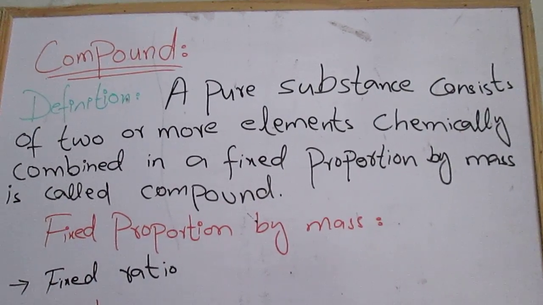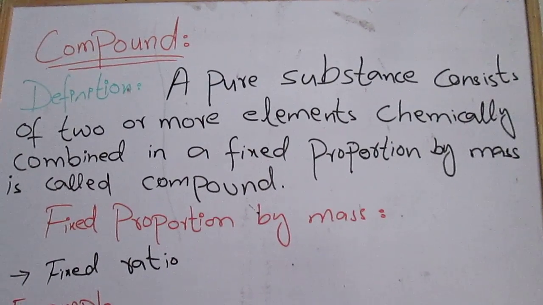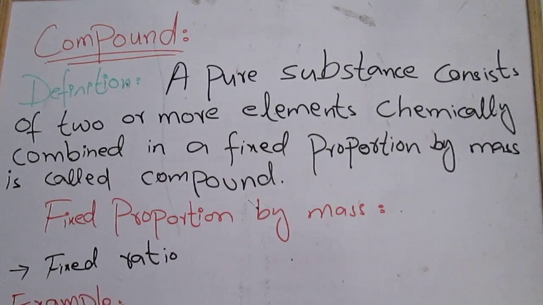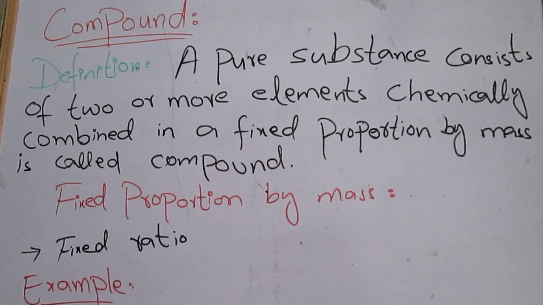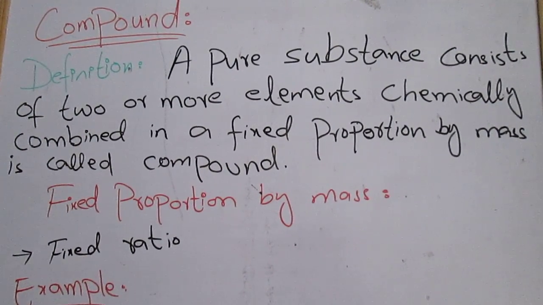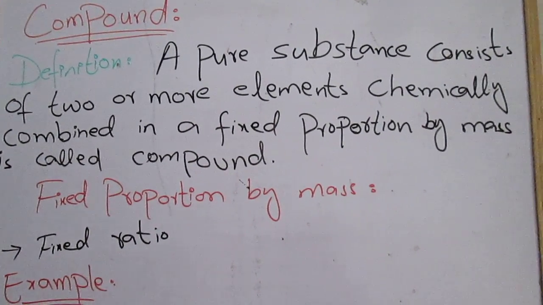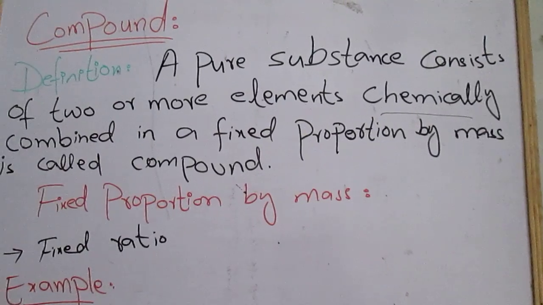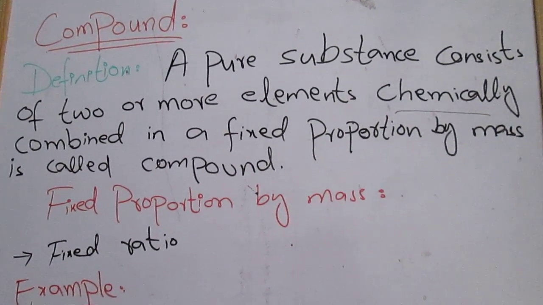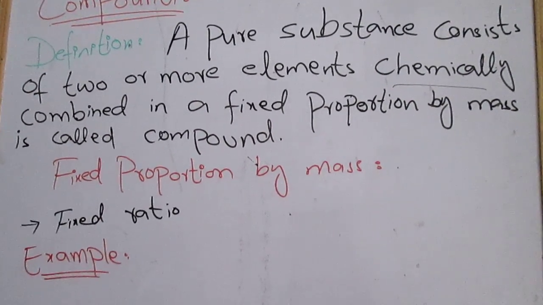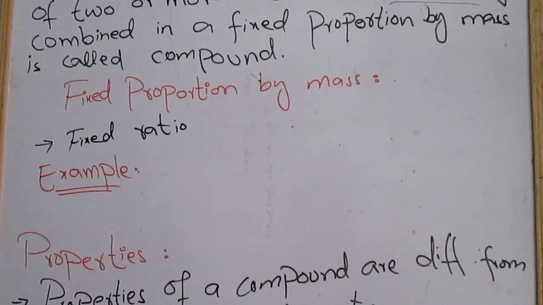What is a compound? A pure substance consisting of two or more elements chemically combined in a fixed ratio by mass is called a compound. It means that a compound is a pure substance. It is made up of two or more elements. Elements when combined chemically, it means that when a chemical reaction occurs, a compound is formed. Fixed proportion by mass means that there is a fixed ratio of mass.